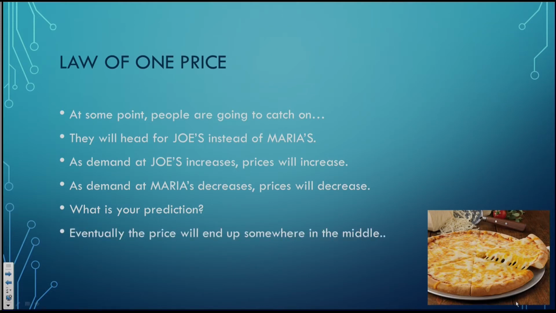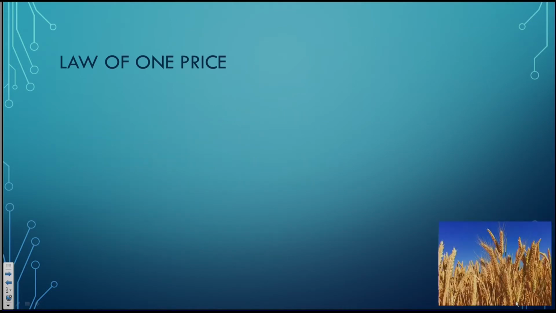Eventually, the price is going to end up somewhere in the middle, and it will be the same at both locations. Both Joe's and Maria's will end up selling the identical pizzas at the identical prices. Now, what if instead we're comparing two countries?